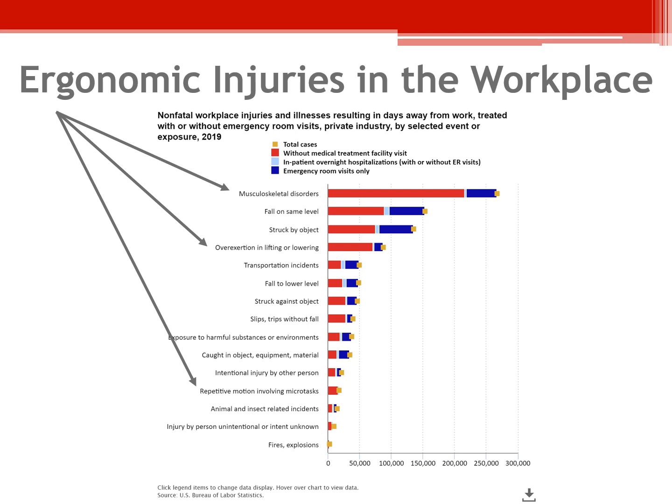Number 1 being musculoskeletal disorders, number 4 being various types of overexertion, particularly in lifting, which is a type of musculoskeletal disorder, but it's just one that had its own classification category. And then down at number 12 are repetitive motions involving microtasks, which is definitely what we consider an ergonomic injury, or certainly ergonomic risk factor.